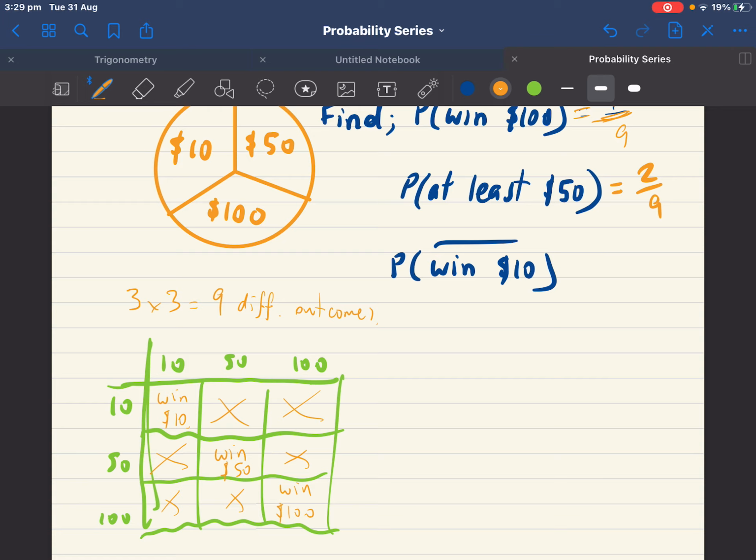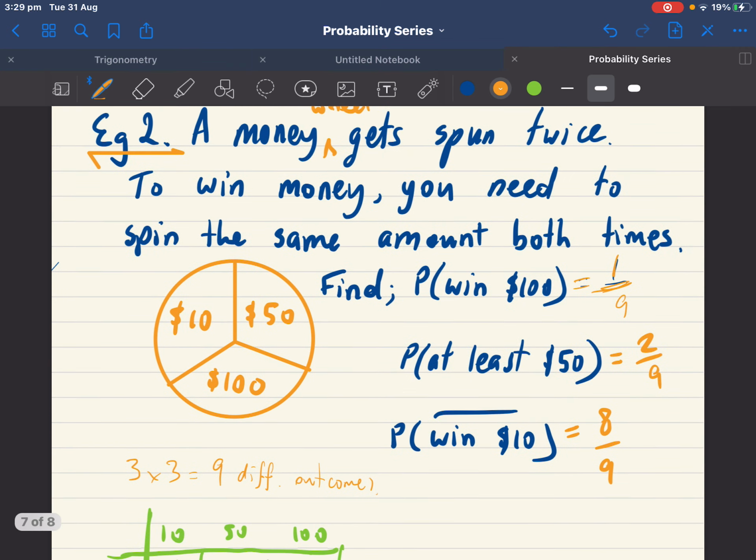And this final one, which might have seemed tricky on the surface, but what's the probability you don't win $10? Well, if this is us winning $10, the probability we don't win $10 is every single other one. Or in other words, you have an 8 out of 9 chance of not winning $10. So hopefully that makes sense. And that's the question done, right?